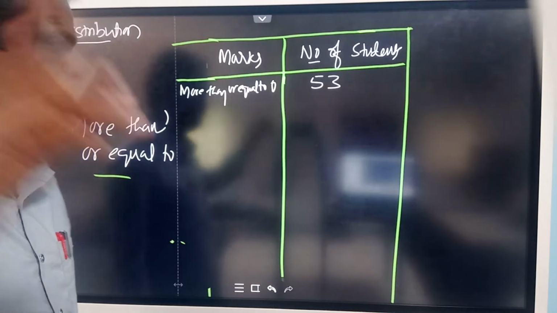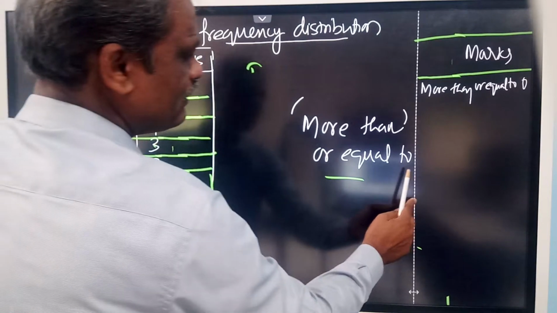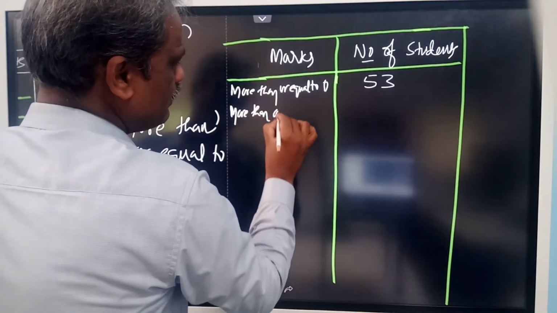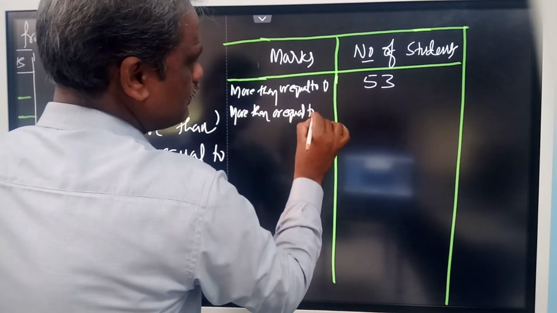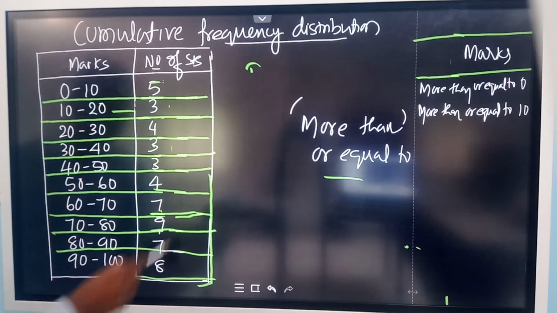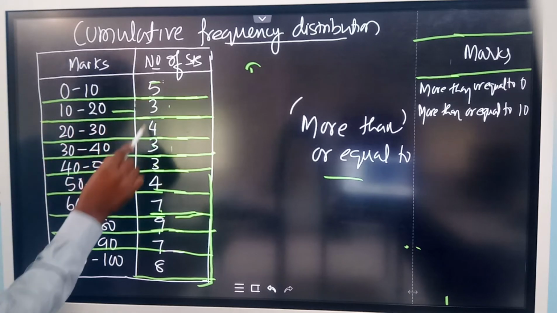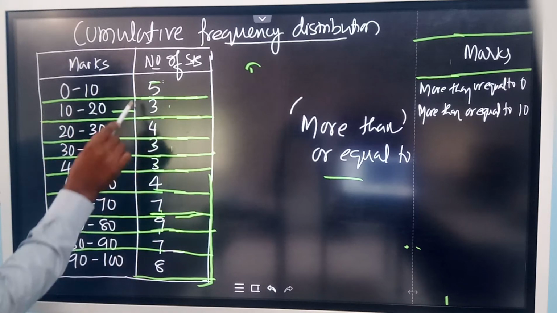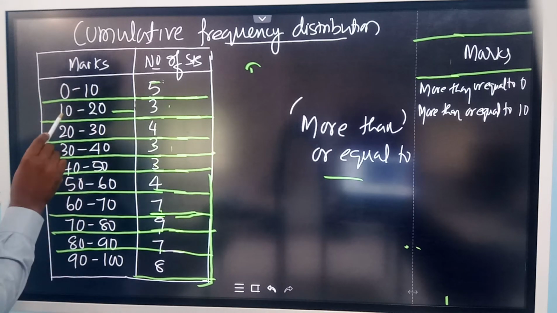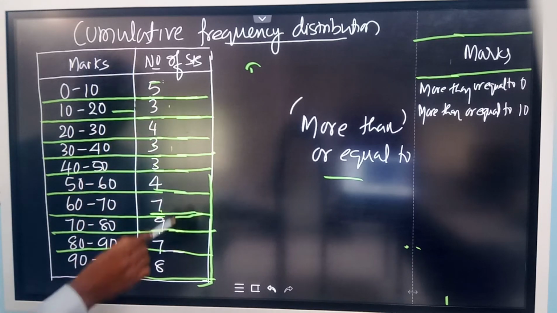Okay. And the second one, you see, the second lower limit you are taking. More than or equal to 10, I will write it. So here, more than or equal to 10. Instead of 0 now, see, more than or equal to 0 means all these frequencies you should add here. More than or equal to 10 means whatever the frequencies are below here, excluding this one. More than or equal to 10 means less than 10 we should remove here. So more than or equal to 10 means from here 3 plus 4 plus 3. Whatever the sum is here, we should find out.